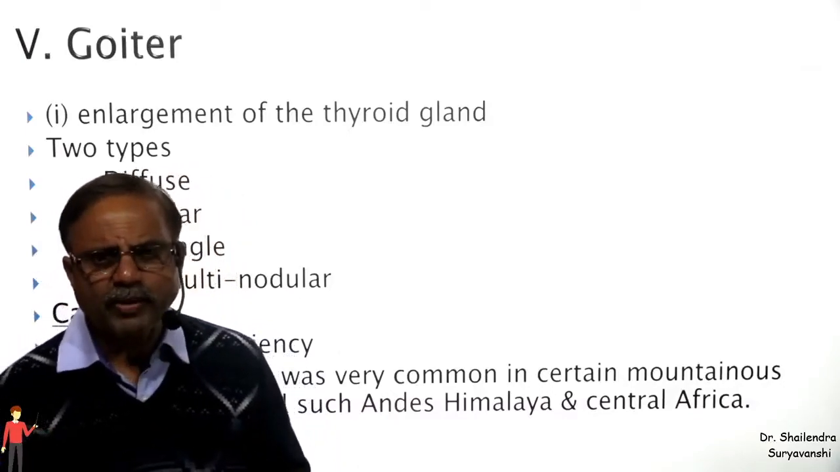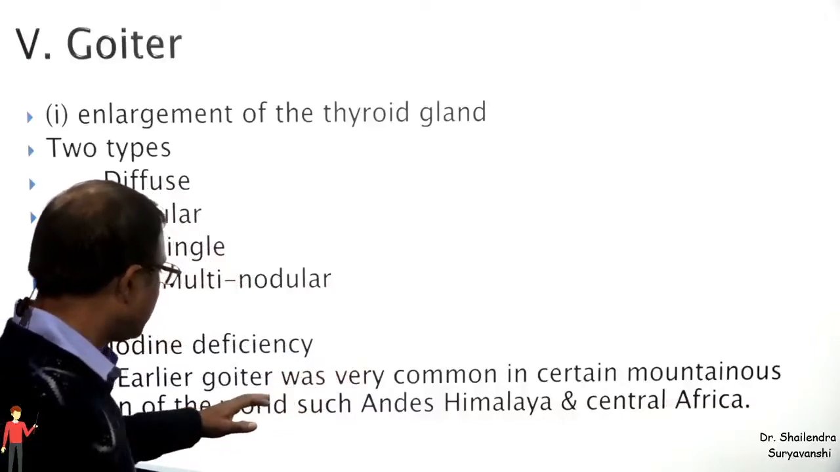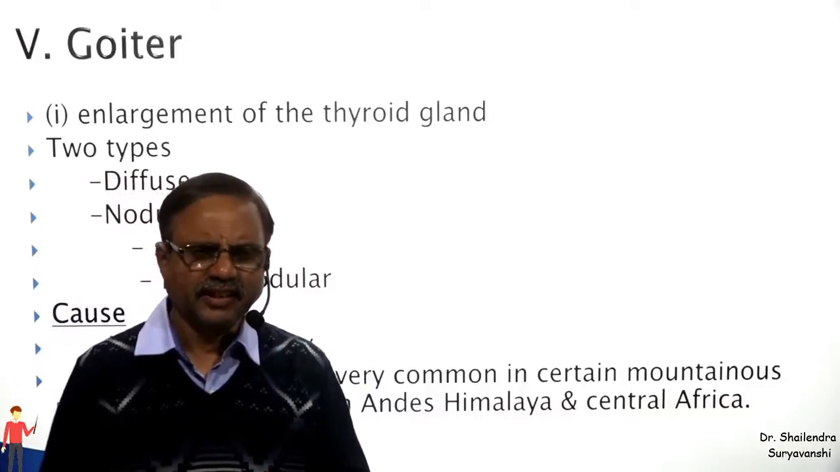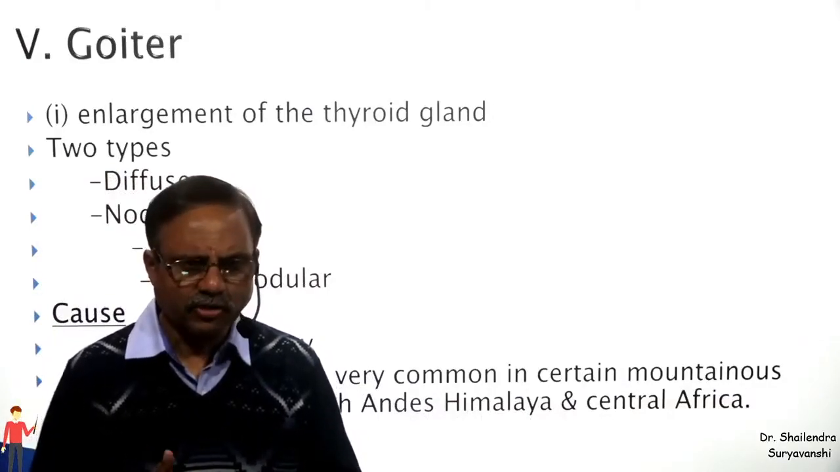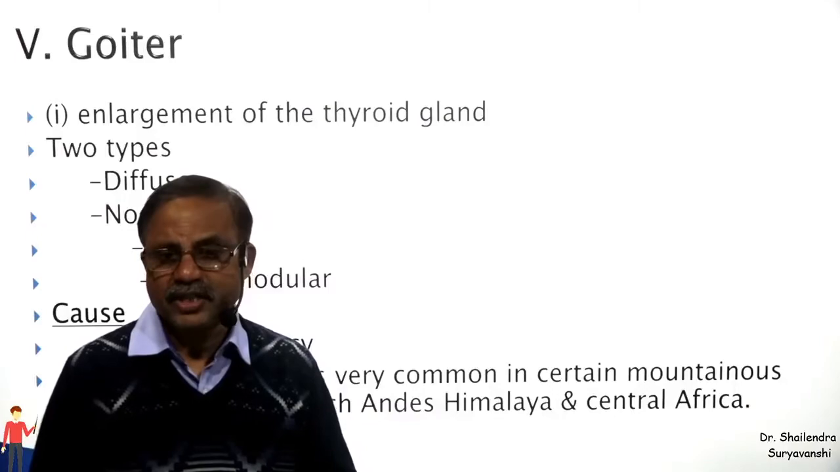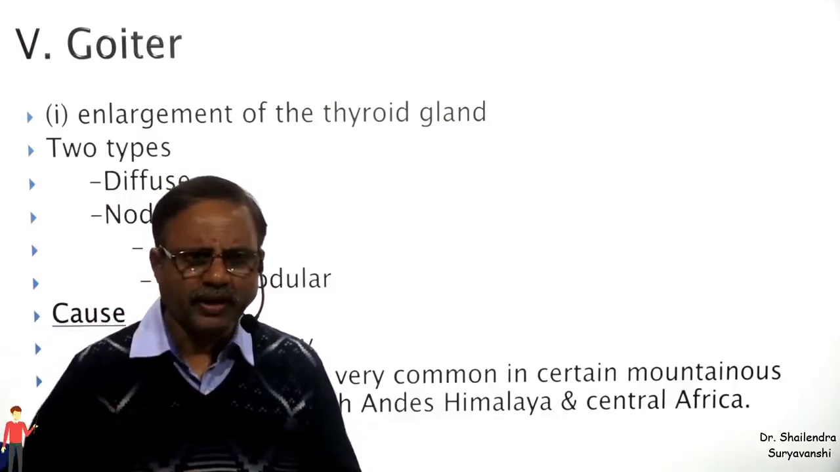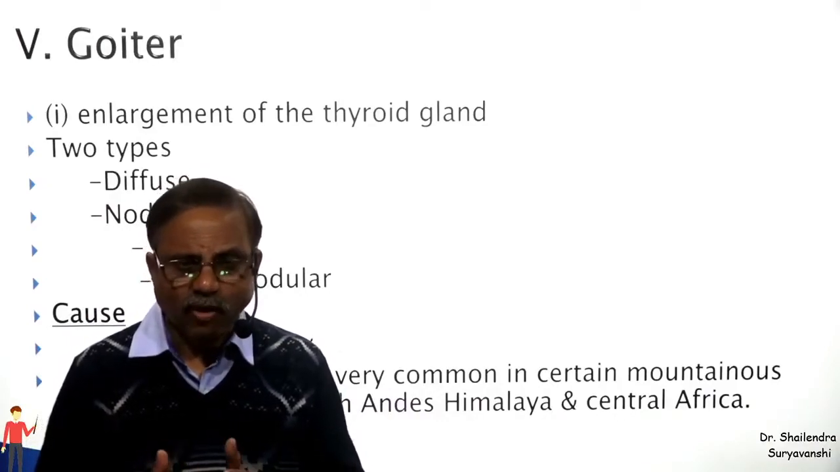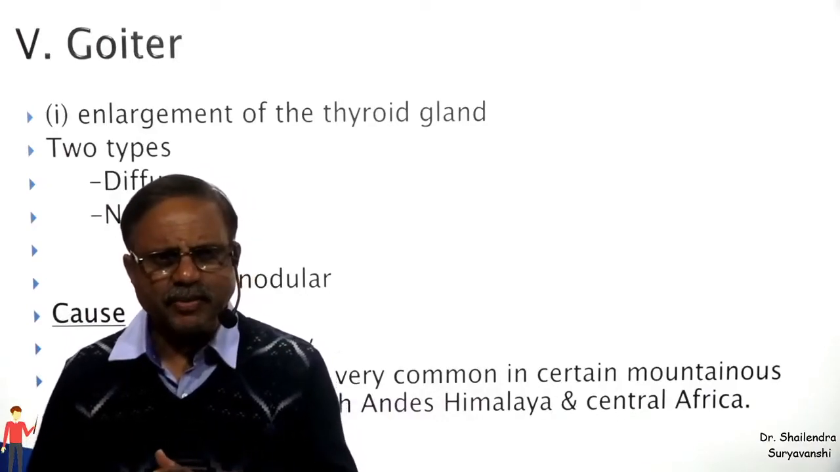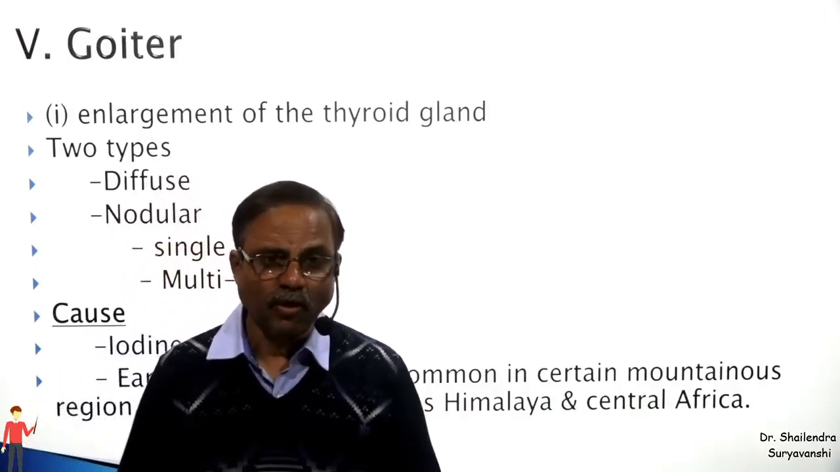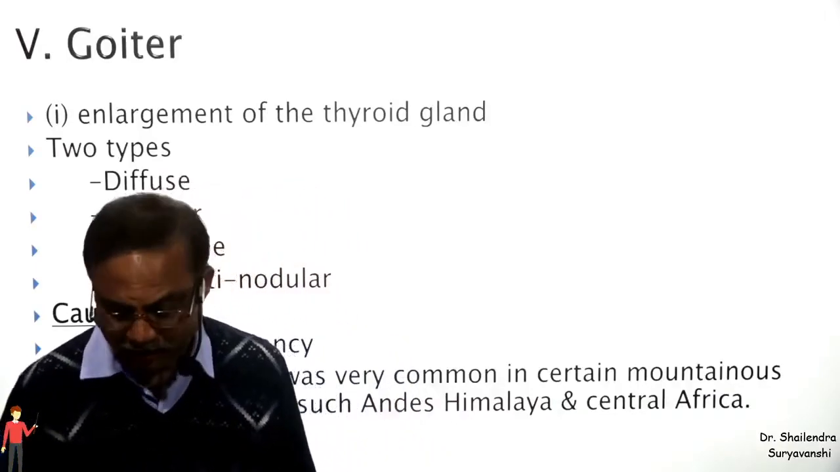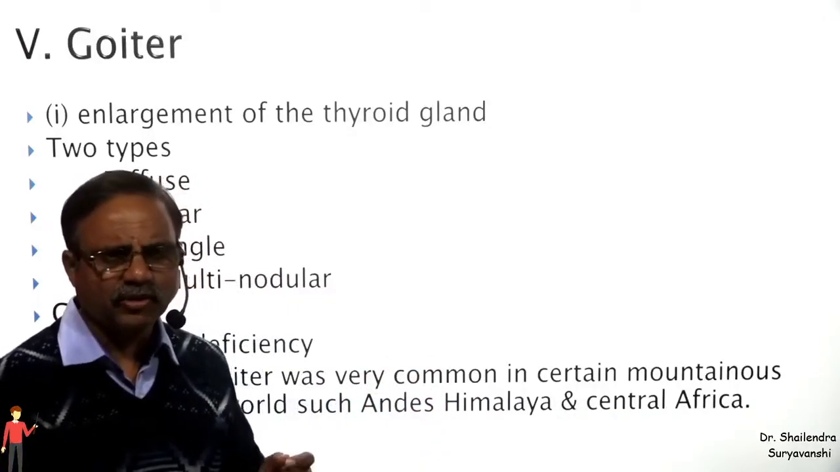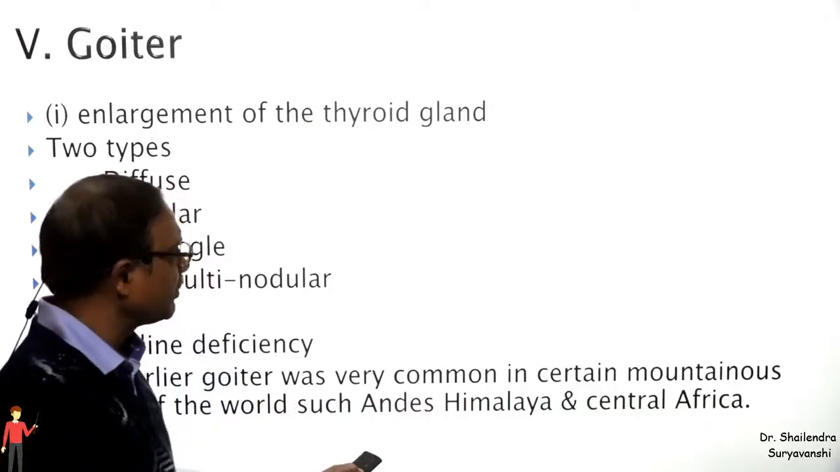Earlier it was very common in certain mountainous regions of the world, particularly the Andes, Himalayas and Africa. In the Andes regions, in countries like Ecuador and Bolivia, in Central African countries which have highlands, Ethiopia, Kenya, Uganda, and in India, Nepal, Uttarakhand, it was very common. But now most of it has disappeared because of programs undertaken by governments of fortifying salt and iodine supplementation programs initiated by the different governments of these regions. Because of that, it has become less common.